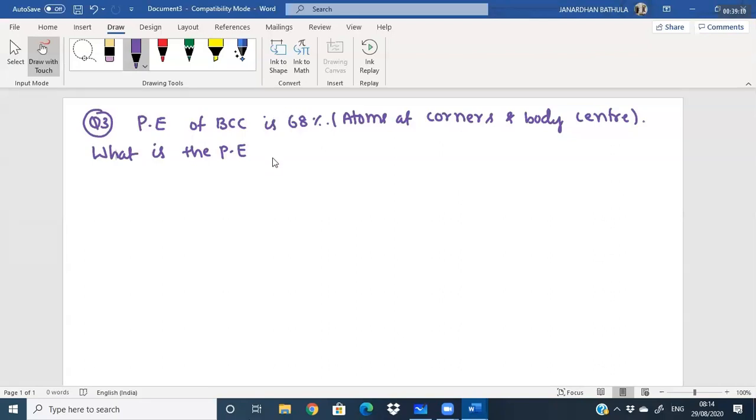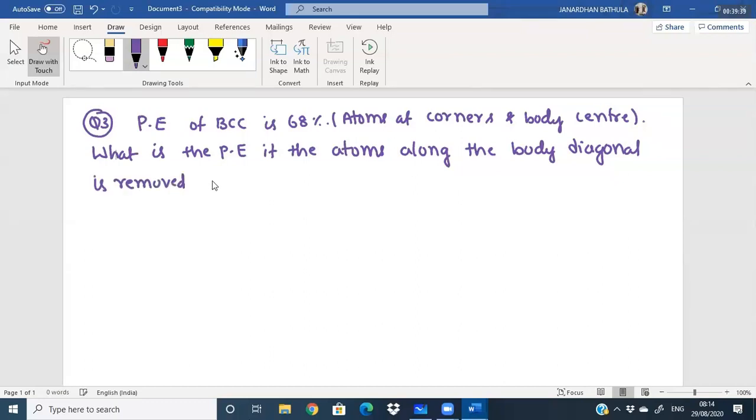if the atoms along the body diagonal are removed without distorting the geometry of the unit cell?